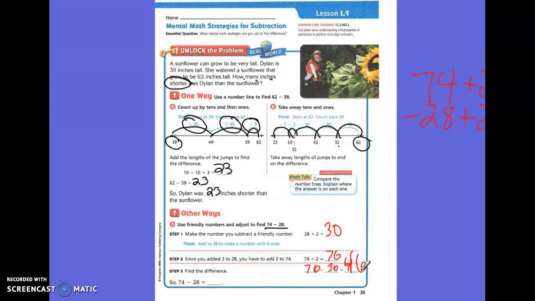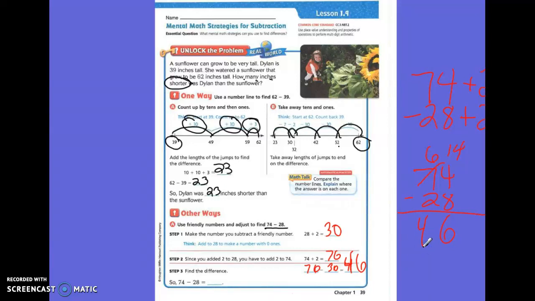Let's check our answer. 74 minus 28. Can we do 4 minus 8? No. So if you go take from the 7, make it a 6, make the 4 a 14. 14 minus 8 is? 6. 6 minus 2 is? 4.